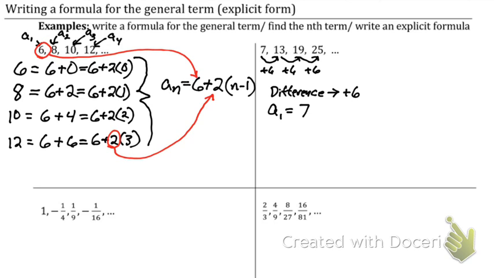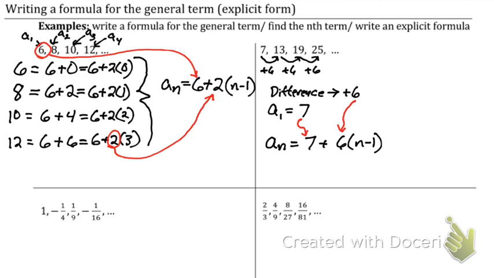So let's put those two in the exact same order we did on the other one. So we're going to do a sub n equals that first term 7 plus that common difference times n minus 1. And let's see if it actually works still. So I'm going to check my third term. My third term is supposed to be 19. So when I plug in 3, I'm supposed to get out 19. 3 minus 1 is 2. 2 times 6 is 12, plus 7 is 19.